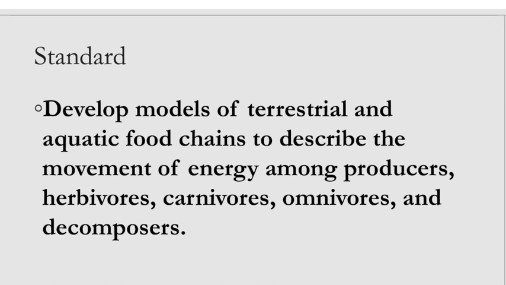If you go to an electronics store, Best Buy, Walmart, or if you want to buy furniture, they have models of how the items will look. That's the reason that we use models. Terrestrial means land and aquatic deals with water. And then the different types of organisms are producers, herbivores, carnivores, omnivores, and decomposers.